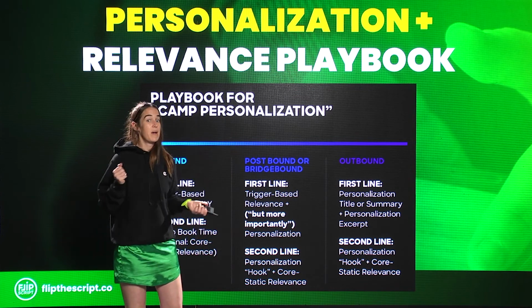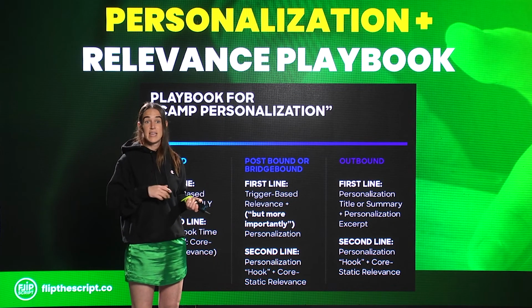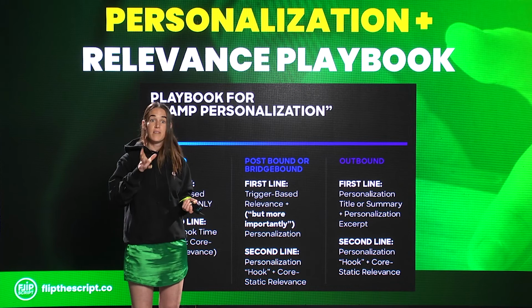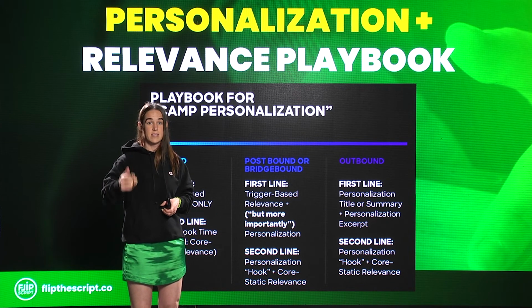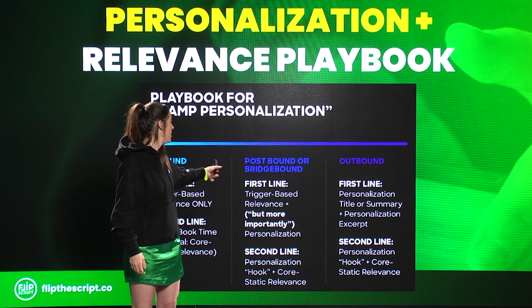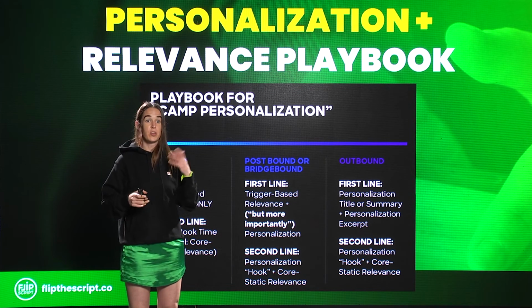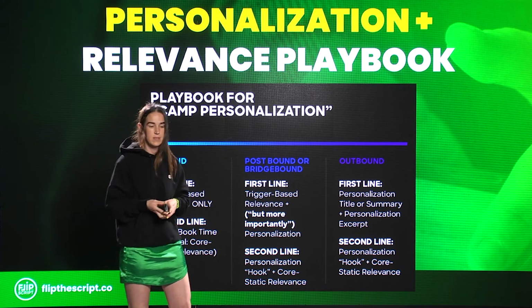So it's: reason for my outreach is I noticed that you attended or loved this article that you wrote on LinkedIn, especially the line where you went into X, Y, and Z. And then do the same second line as you would within postbound or bridgebound, with the hook and the core static relevance.